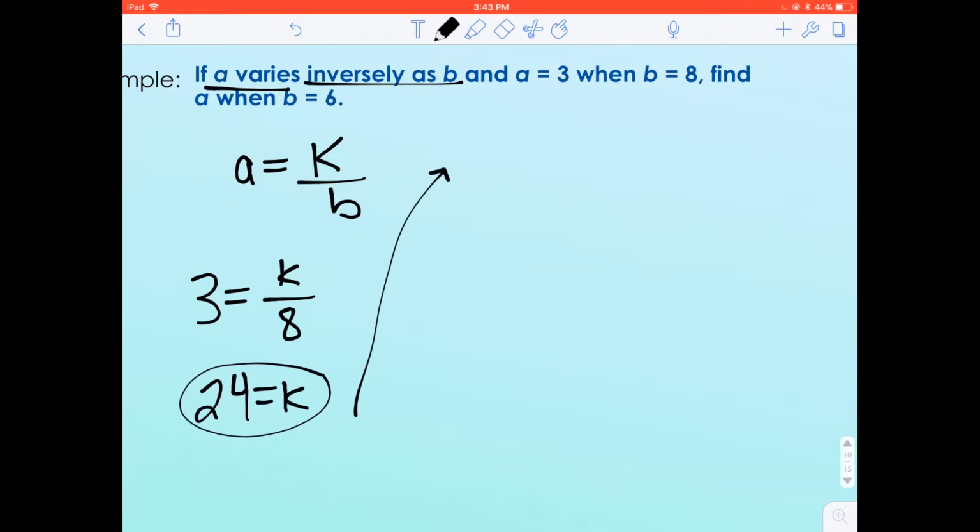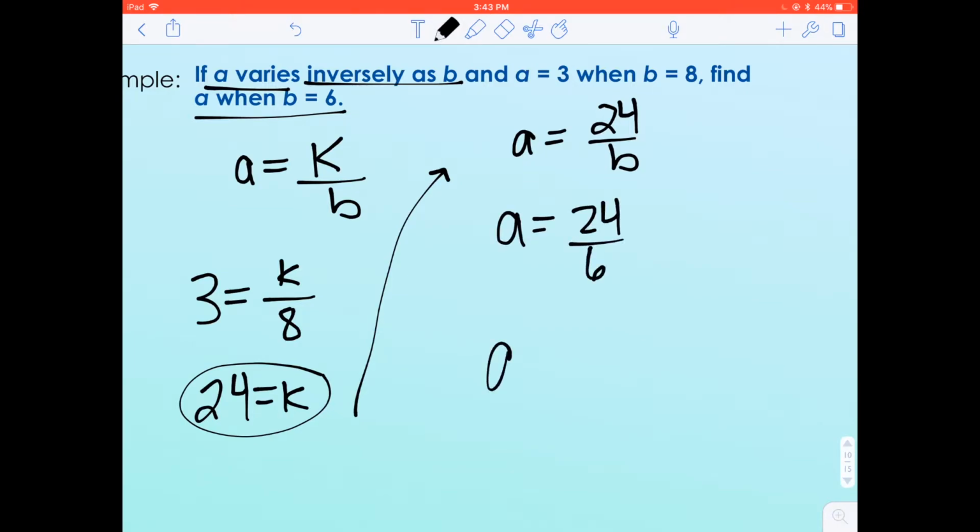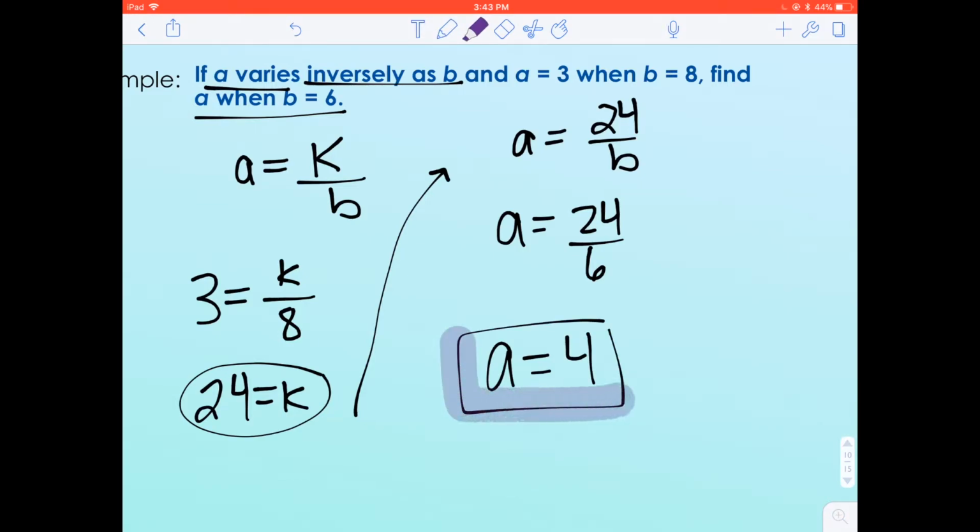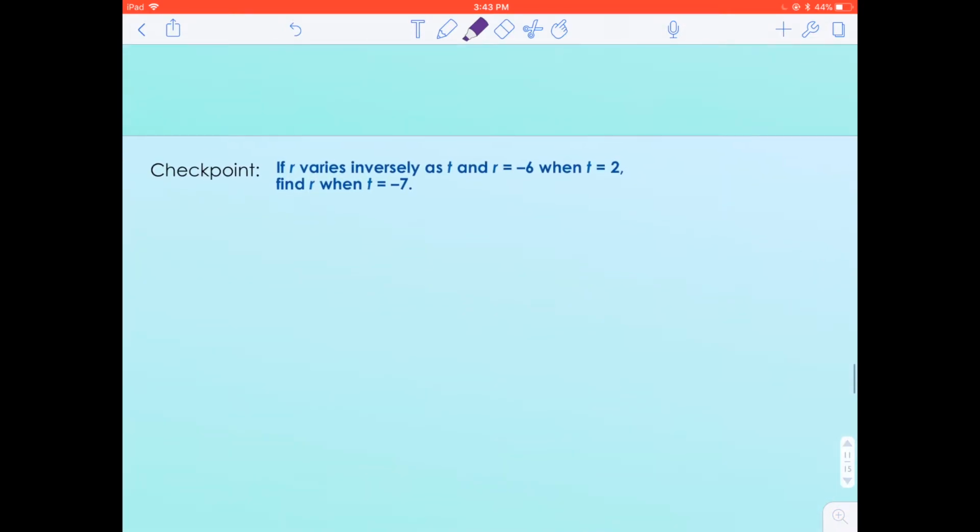We can rewrite our equation now. So we have A equals 24 over B. Then it says to find A when B is 6. So A equals 24 over 6. A equals 4. And it's as simple as that. Go ahead and try the next one. When you come back, I'll show you the solution.